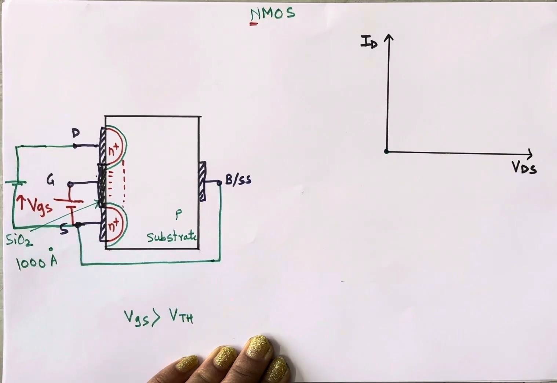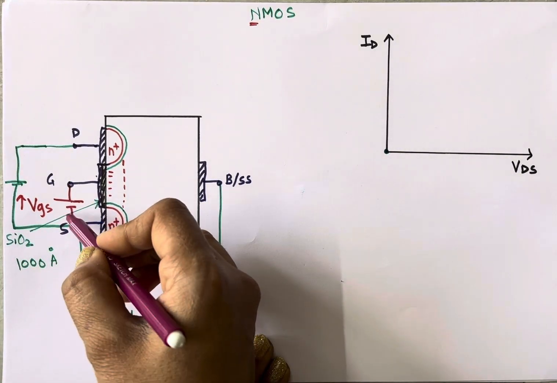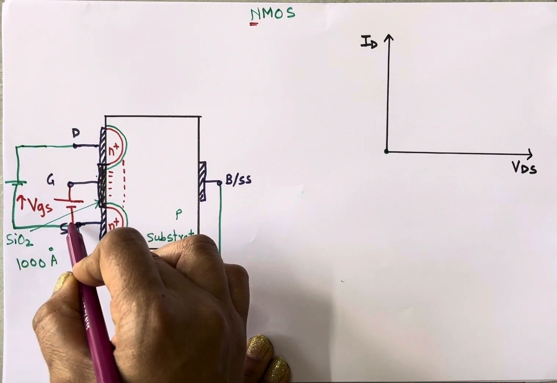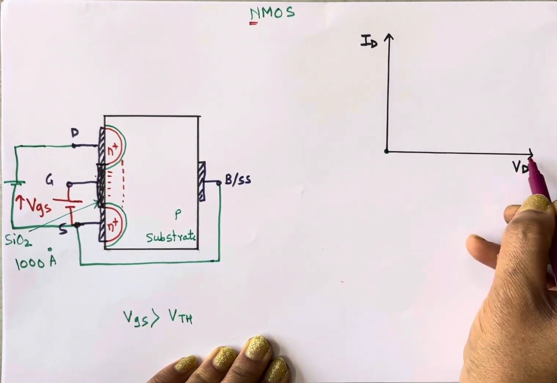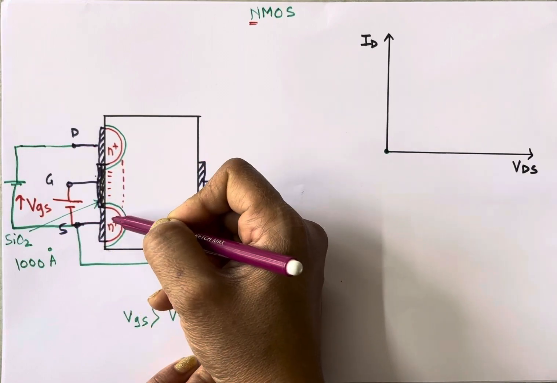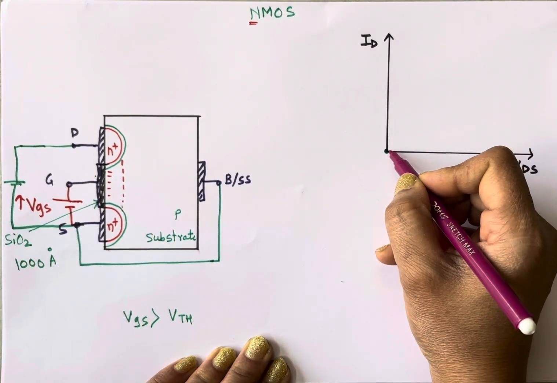Cutoff is when current doesn't flow through the MOSFET. Then some voltage is applied between gate and source, we'll call it VGS1. So when some voltage is applied between gate and source, a channel is created. Now when VDS, the voltage between drain and source, increases, the current through this channel also increases linearly.